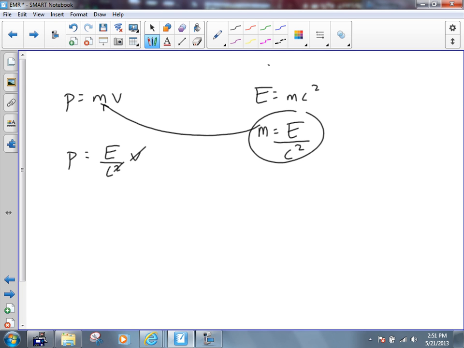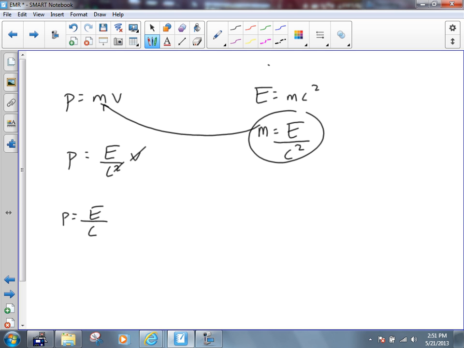Right. What's the value of c? 3 times 10 to the 8, right? What's the value of the speed there, v? 3 times 10 to the 8. So v and c are the same thing here. It means we can cross them off. We're left with this: p is equal to E over c. The momentum of a photon is equal to the energy of a photon divided by the speed of light.